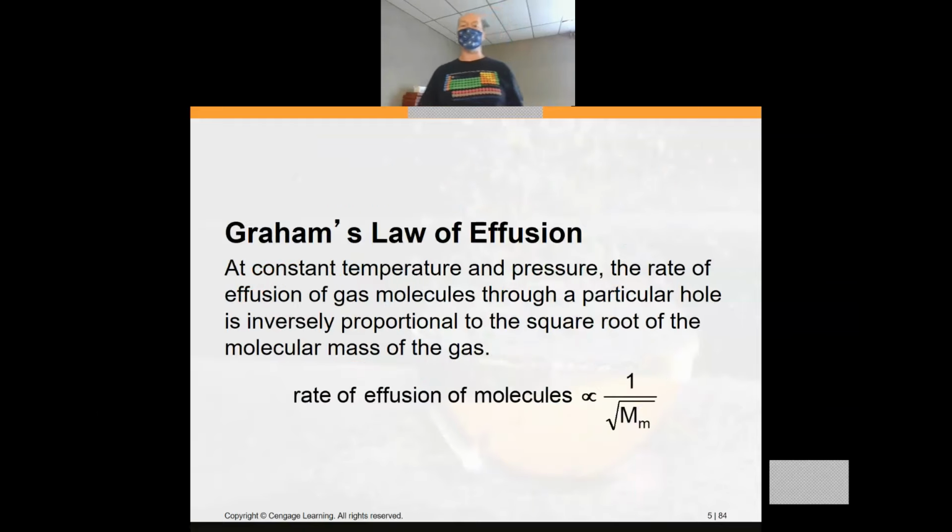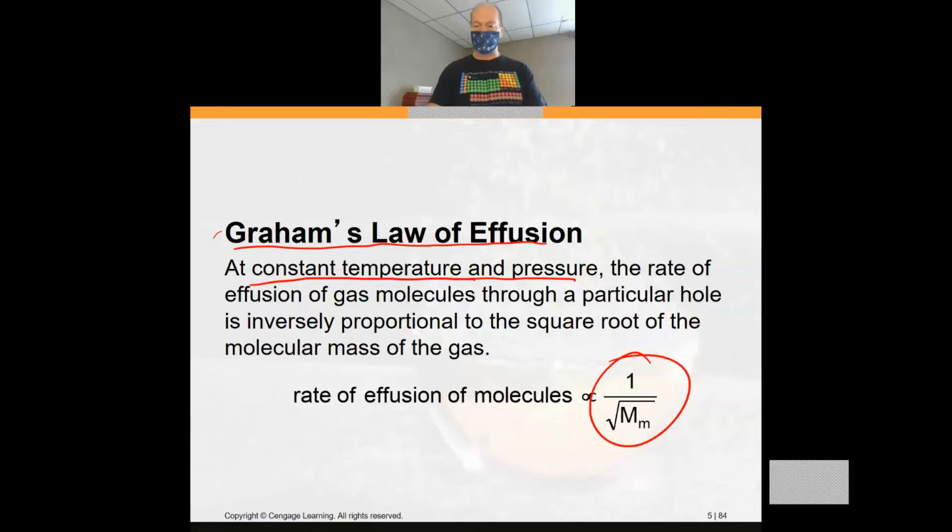All right, so then we have our equation for Graham's law of effusion. We are going to see that the smaller gas molecules are going to effuse faster than the large gas molecules, given that they are at the same temperature. So at constant temperature and pressure, we're going to look at the rate of effusion. And again, it is all based on the molar mass. So the smaller molecules of gas will effuse faster than the larger molecules.